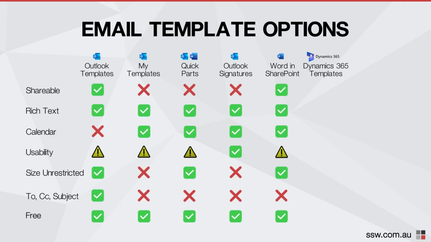Dynamics 365 templates are shareable, they support rich text, and are size unrestricted. These templates are not yet available in Calendar, and their usability is poor due to the time-consuming process and the duplicate templates required for both internal and external recipients with the dynamic text fields used.